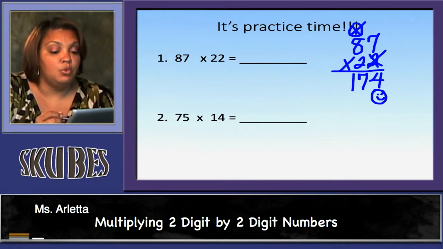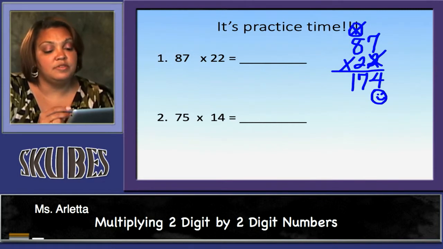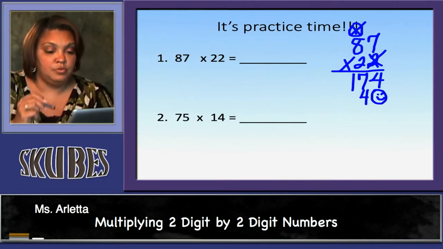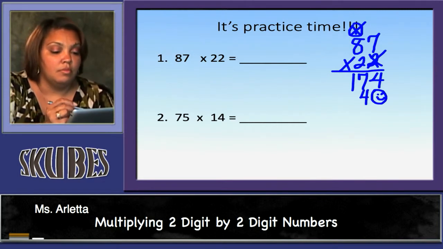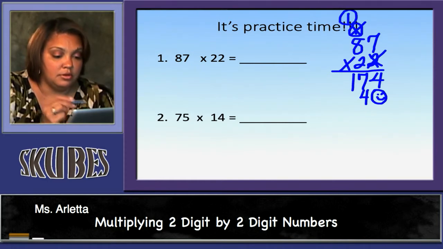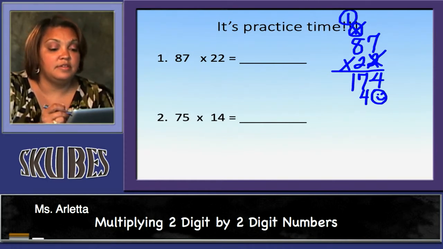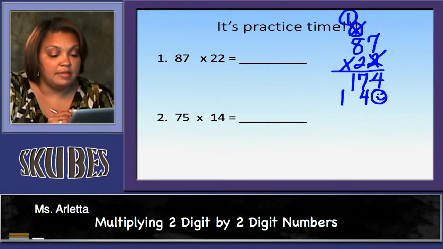Now we're working with the 2 of a multiplier. That's all that's left. 2 times 7 and 2 times 8. 2 times 7 is 14. Carry my 1. And 2 times 8 is 16, plus that 1 makes 17.